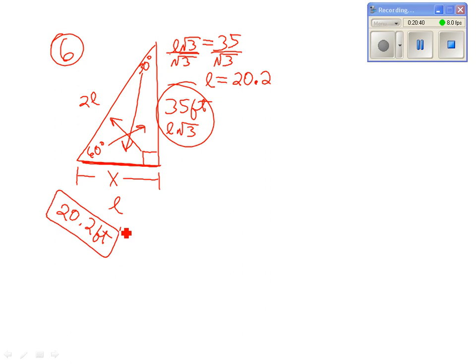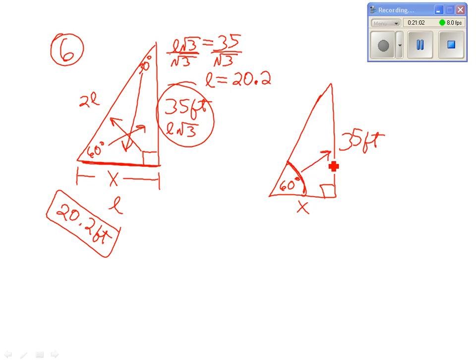Now let's say you didn't realize that was a 30-60-90 triangle. Got 60 degrees here, this is X, and we know this was 35 feet. You think, okay, I need to use sine, cosine, tangent on this. Which angle are we going to deal with? The 60-degree one, right? What's that side going to be labeled? Opposite. The side across from the right angle is always labeled hypotenuse, and this side down here is labeled adjacent. Which one don't we care about here? Hypotenuse. Don't care about the hypotenuse.